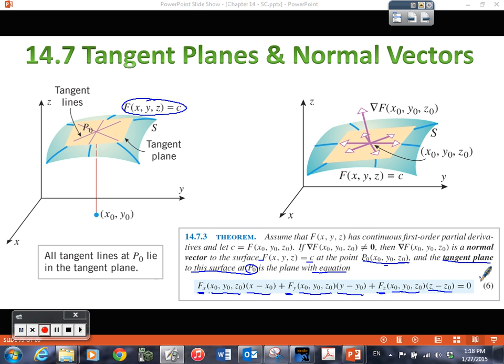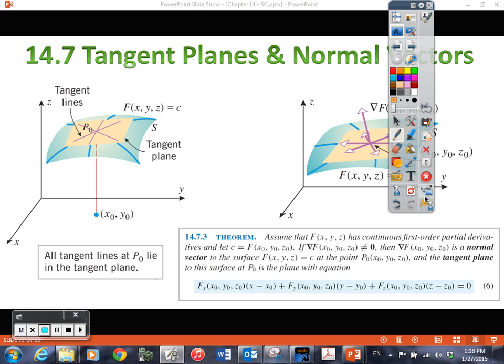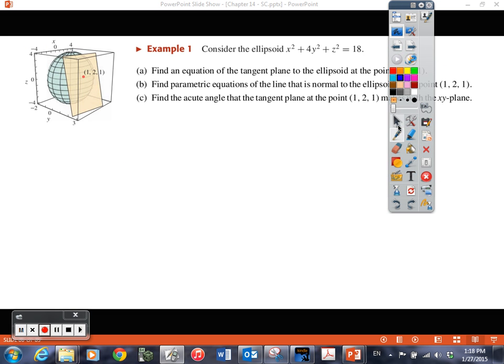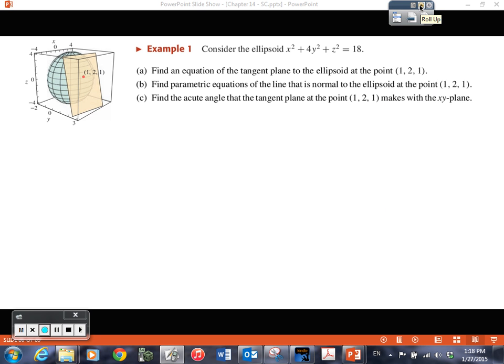Alright, so let's take a look at an example. This example gives us an equation of an ellipsoid and asks us to find several things. First of all, find an equation of the tangent plane to the ellipsoid at the point 1, 2, 1. So let's do that first. Using that equation that we just talked about, I would need to find the partial derivatives for x, y, and z. The partial derivative for x is going to be 2x. The partial derivative for y is going to be 8y. And the partial derivative for z is going to be 2z.